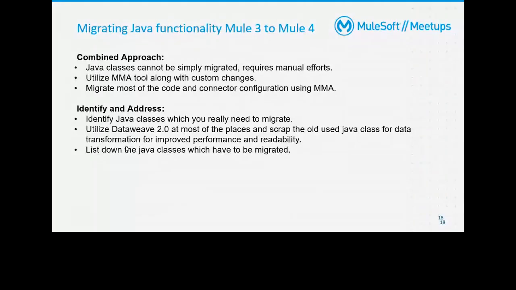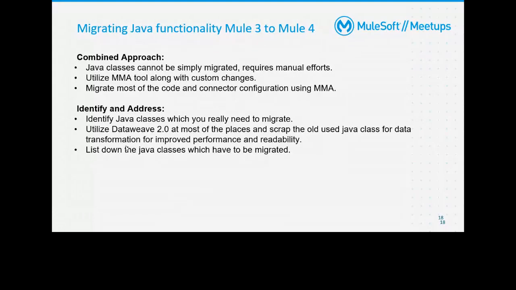The second option is identify and address. When you are migrating, you have the opportunity to rewrite your code or improve your code. So what you can do is identify those classes which really need not be migrated. Earlier, we did not have the strong DataWeave like you see today, where you can do most of the things with DataWeave. But earlier, there was not much freedom for the developers. Also, sometimes it depends on the person who develops. If he comes from a Java background, for simple things he can use Java because it's easier for him.